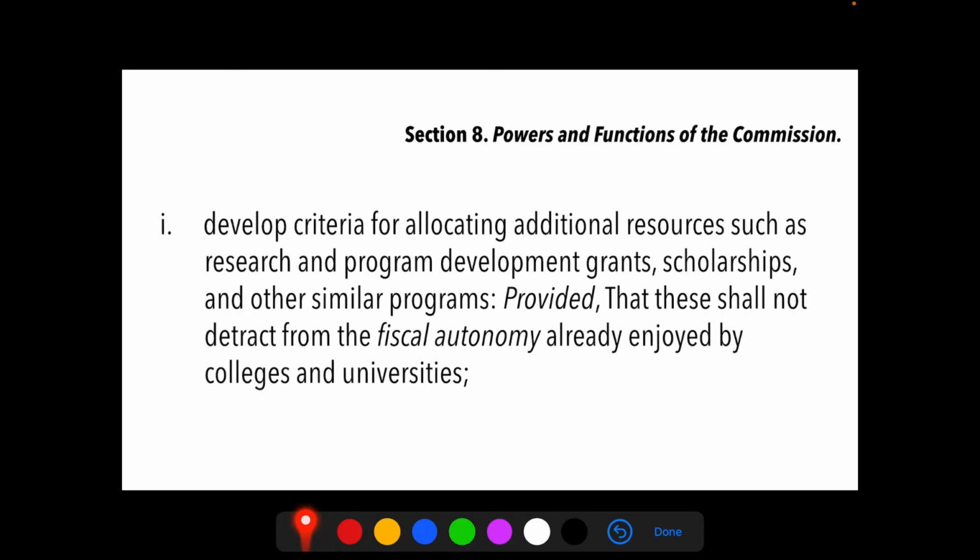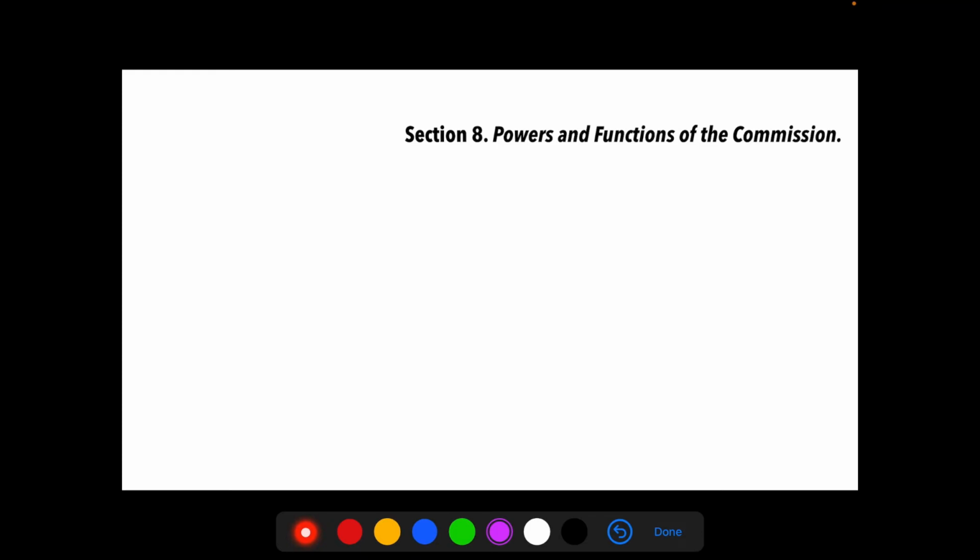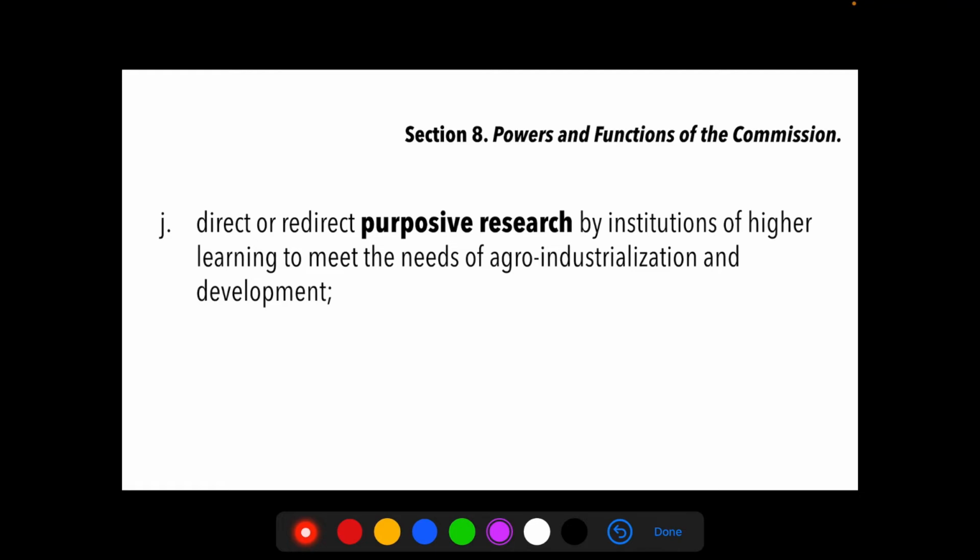Next one, develop criteria for allocating additional resources such as research and program development grants, scholarships, and other similar programs, provided that these shall not detract from the fiscal autonomy already enjoyed by colleges and universities. So that means when we say fiscal autonomy, it simply means freedom from outside control. So just like in this case, fiscal autonomy is a guarantee given by the Constitution to the Commission. So this fiscal autonomy is intended as a guarantee of separation, as what I have mentioned earlier, separation of powers and of independence of the Commission to other educational institutions or other commissions, or just like, for example, the independence of CHED from DepEd.